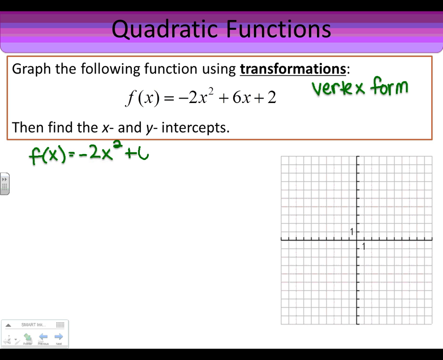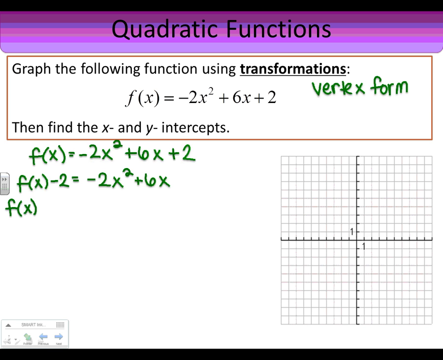Remember, we can get it into vertex form by completing the square. So subtract 2 from both sides. Don't forget you need to keep that f of x there on the left side. The f of x cannot disappear. That is still part of the function. So it's f of x minus 2 on the left side.